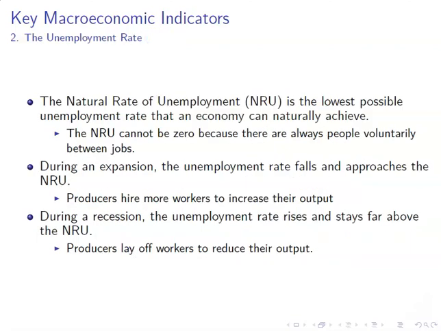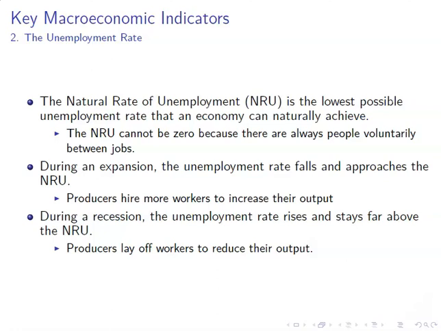Now, we need to understand the concept of the natural rate of unemployment first. This rate is the lowest possible unemployment rate that an economy can naturally achieve. This rate cannot be zero because there is always 3% or 4% of voluntarily unemployed people between jobs. They are unemployed voluntarily and temporarily to seek a better job. Therefore, we say that a very healthy economy shows around 3% or 4% unemployment rate.